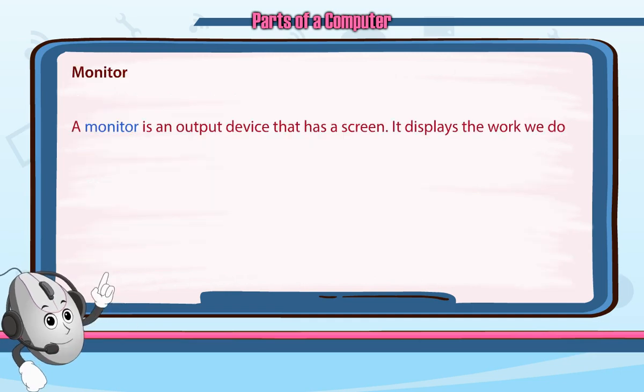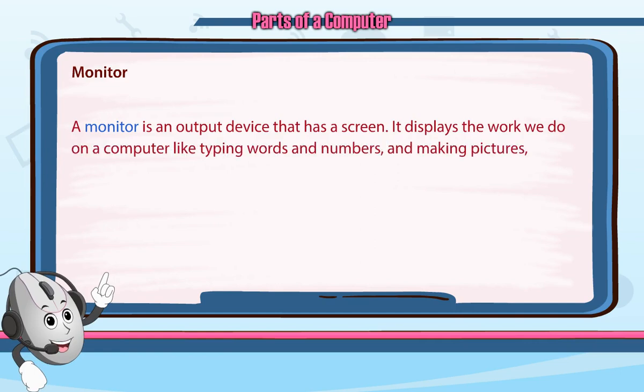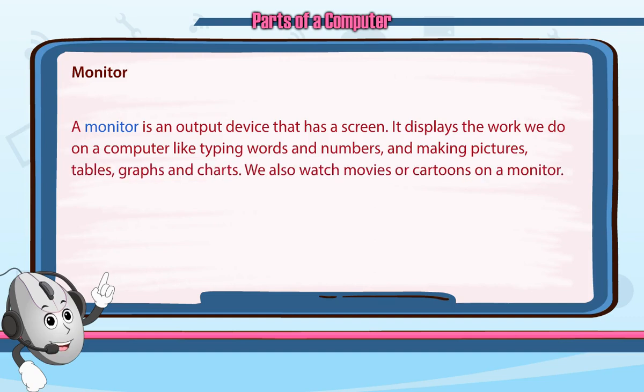Monitor. A monitor is an output device that has a screen. It displays the work we do on a computer, like typing words and numbers, and making pictures, tables, graphs, and charts. We also watch movies or cartoons on a monitor. Monitors are of 3 types.